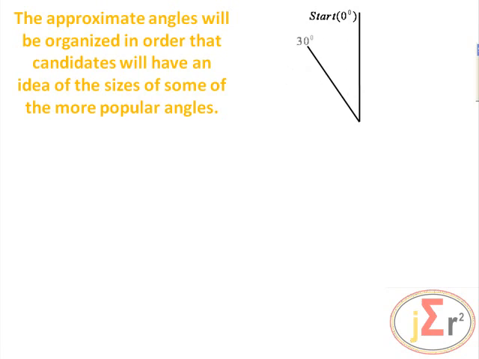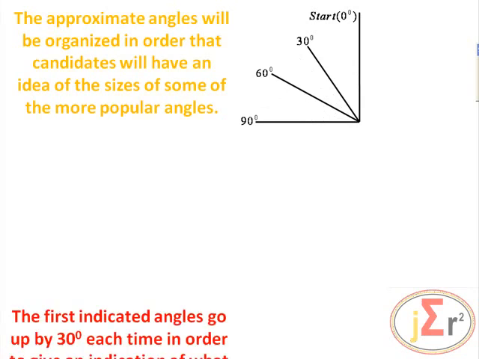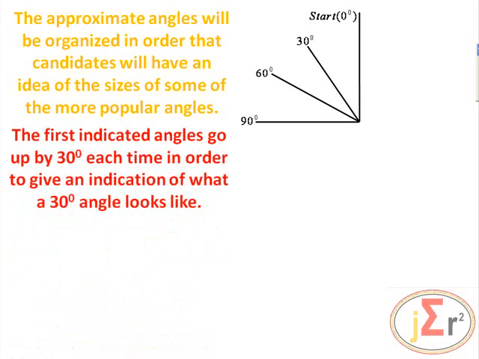So first we have our 30 degrees, another 30, 60, and another 30 will take us to 90. So each one of these is representing approximately 30 degrees, but not necessarily exactly 30 degrees. The first indicated angles go up by 30 each time in order to give an indication of what a 30 degrees angle looks like.